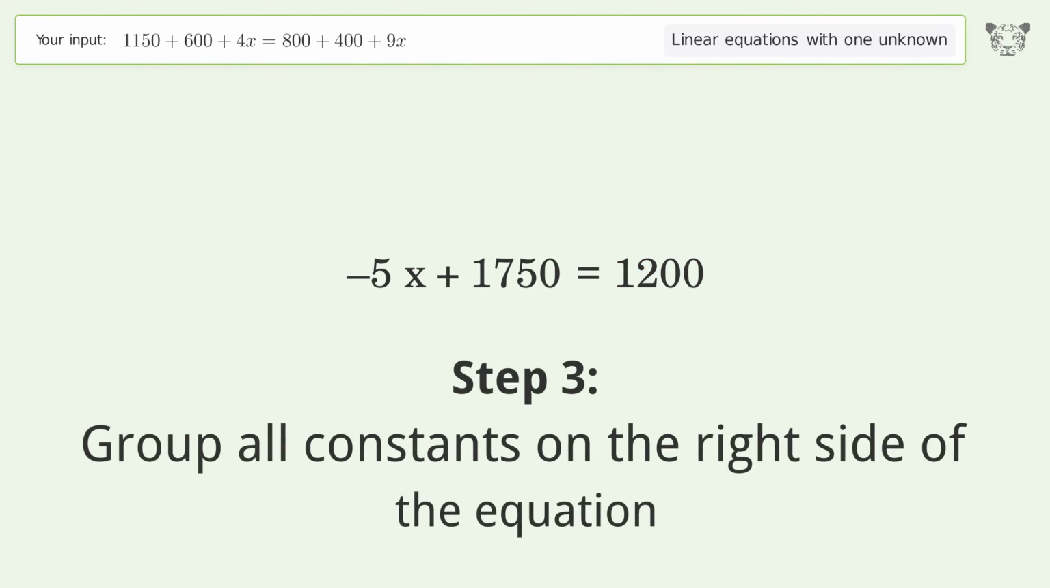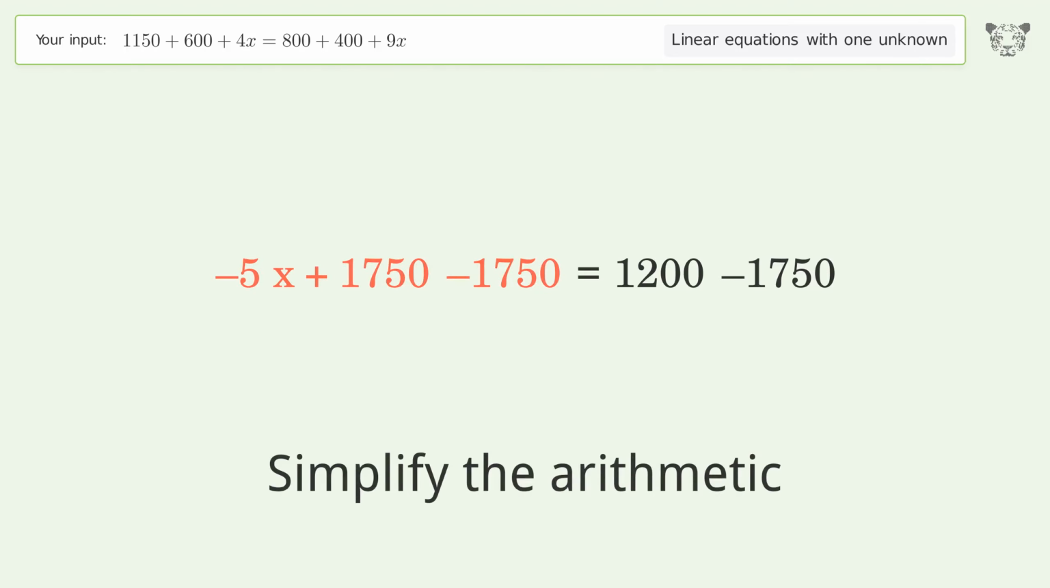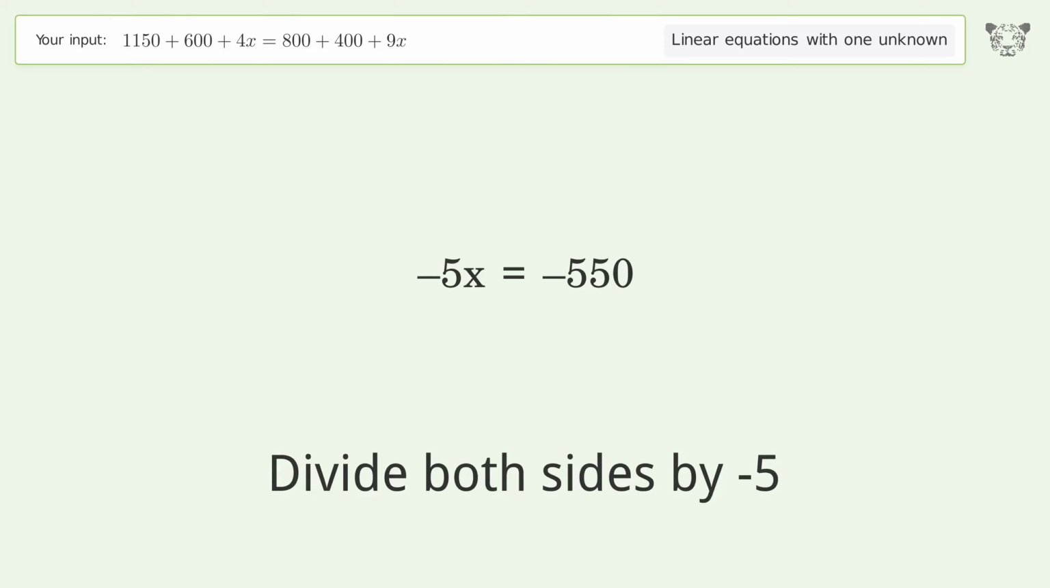Group all constants on the right side of the equation. Subtract 1750 from both sides. Simplify the arithmetic. Isolate the x. Divide both sides by -5.